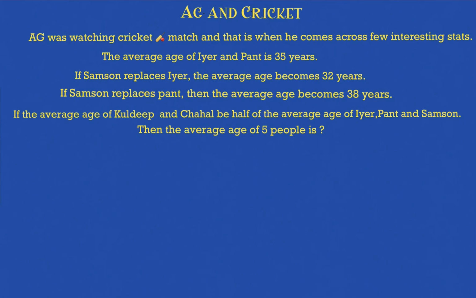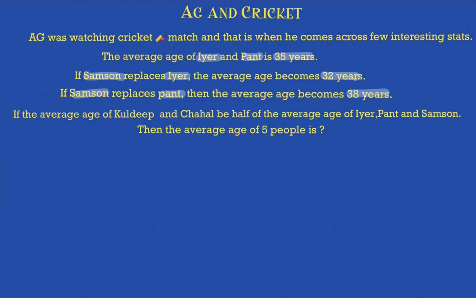Okay, what were the stats? He goes with the age of the players. The average age of Iyer and Pant is 35 years, which means the sum of the ages of Iyer and Pant is 70 years. Who is younger, who is older? We don't know, but the sum is 70. If Samson replaces Iyer, then the average age becomes 32. If Samson replaces Pant, then the average age becomes 38 years.